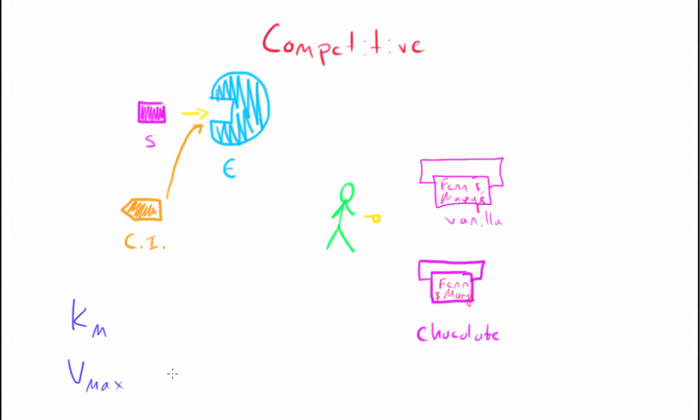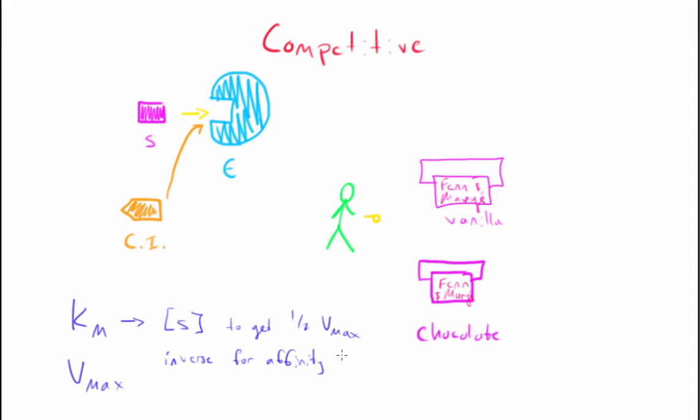Your Km value will change. So this is the concentration of the substrate to get to 1/2 Vmax. In other words, this is an inverse relationship for affinity. Inverse for affinity.